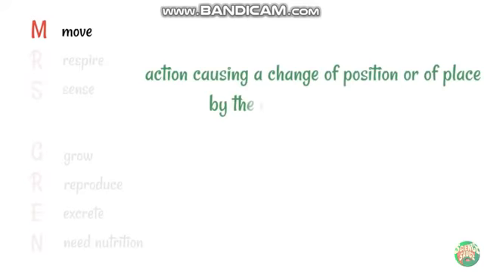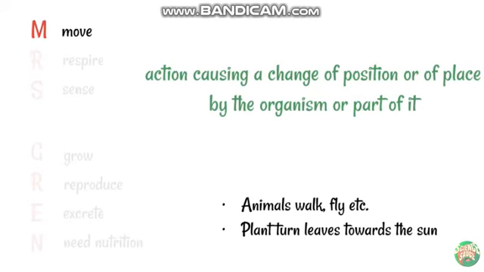Movement, this one's pretty obvious to define. It's an action causing a change of position or place by the organism or part of it. Now, obviously, animals can walk and fly, things like that. People often struggle with the idea of movement in plants, but if you think about it, they can all turn their leaves towards the sun. So that's one example of plant movement, and there are others as well.